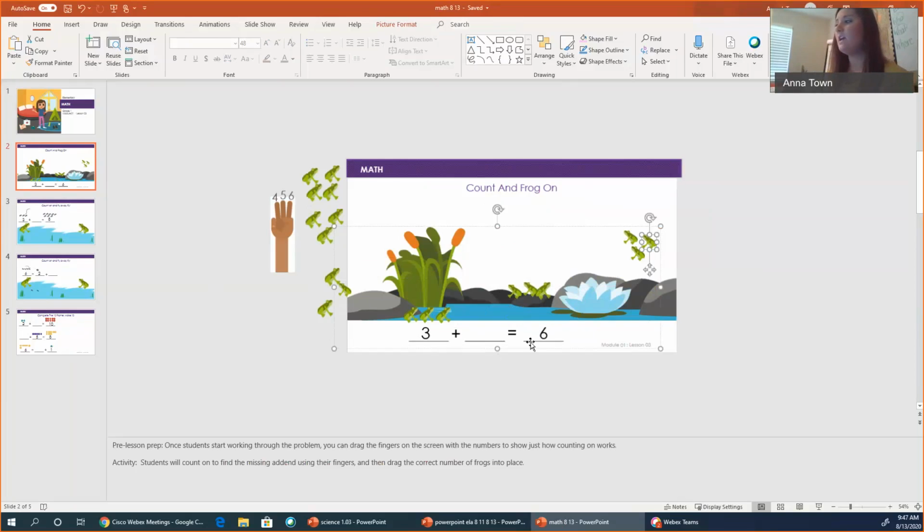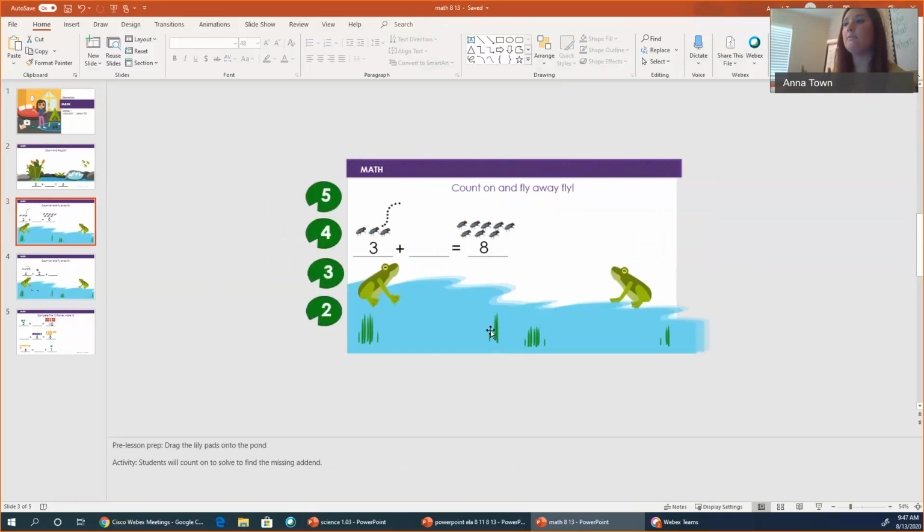Boys and girls, know that when we are finding the missing add-in, the number we put here cannot be bigger than the sum. We are not adding the 3 and the 6. No, we are finding what number added to 3 is equal to 6. That is the total. I'm going to do one more to show you.